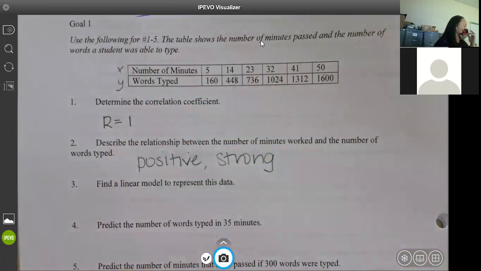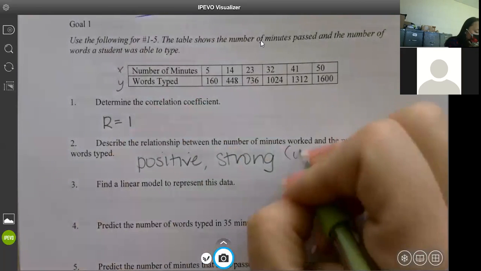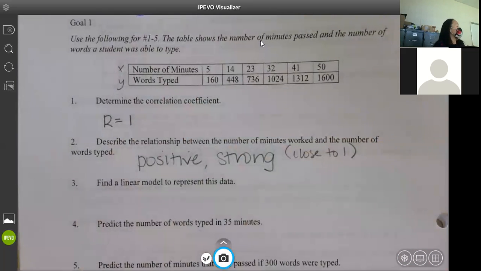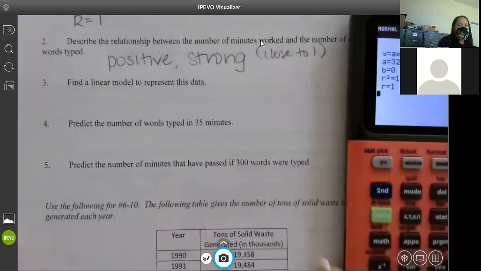And it's strong because it's close to 1. And again, it is perfect because it is 1. But the closer it is to 1, the stronger it is. All right, bringing my calculator back up.